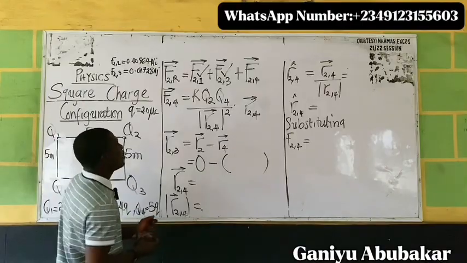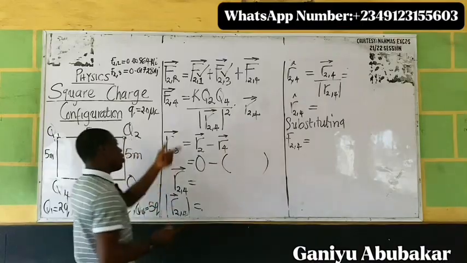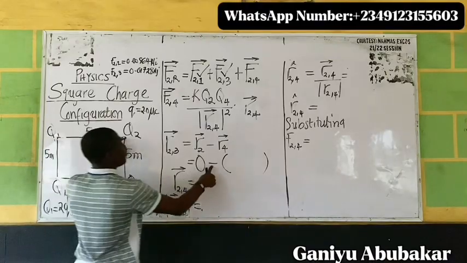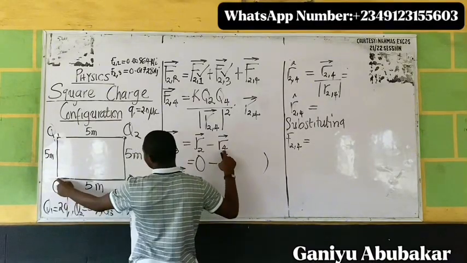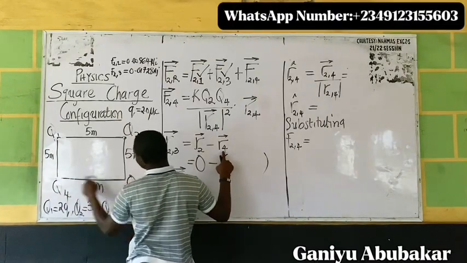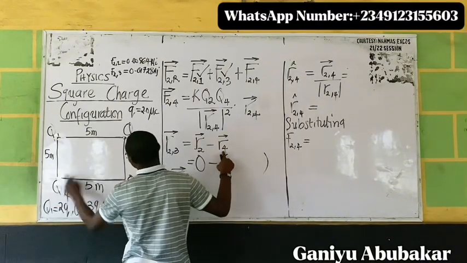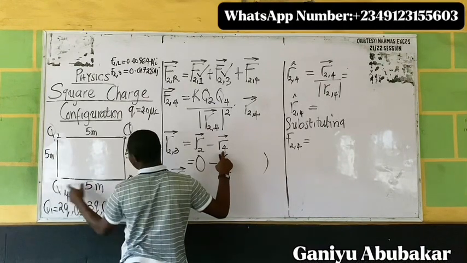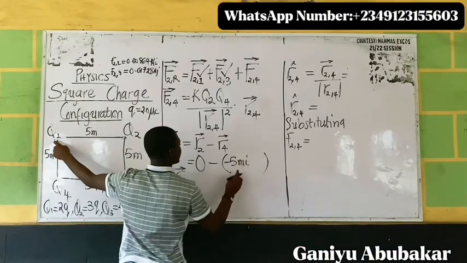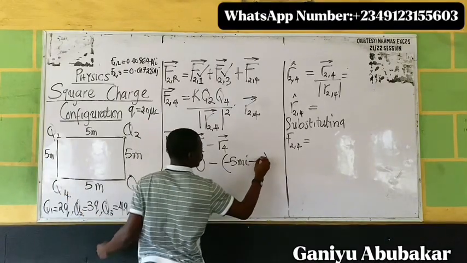From here, please look up. Our F24 per se is K Q2 Q4. Those are what you have here. So R2 is the starting point, that's 0, minus R4. R4 is here. To get to 4, I can move this way or this way, anywhere I wish to move. So I can move this way or this way to get to Q4. This way means negative of 5 meters. Downwards, negative of 5 meters J.